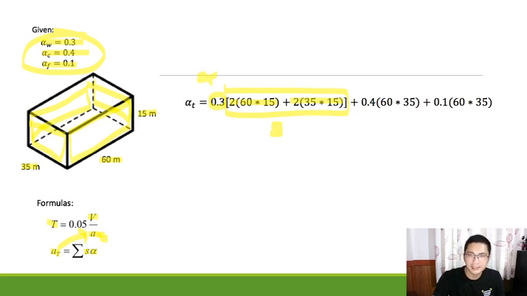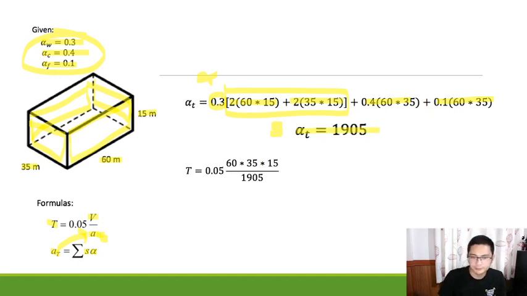Next, we have the ceiling. The ceiling natin is ito. So, 60 times 35 times 0.4. Kasi yun yung absorption niya. And then, yung floor natin, same lang siya ng surface area with the ceiling. So, 60 times 35 times 0.1. Yan. So, calculate lang natin. Makukuha natin na total room absorption ay 1,905. This is in Sabin. Sorry, hindi ko nalagay yung unit. So, Sabin yan. So, substitute lang natin siya dun sa formula.